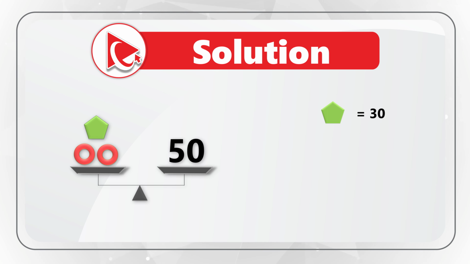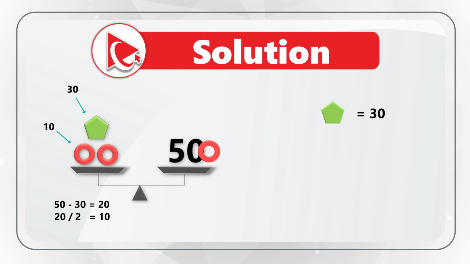Second scale contains 1 pentagon and then 2 bagels, and the combination of these shapes equals number 50. We already know the value of pentagon, which is 30. All we need to do is divide the remainder of the calculations 50 minus 30, which equals to 20, by 2, because there are 2 bagels, and calculate the value of bagel, which is 10.